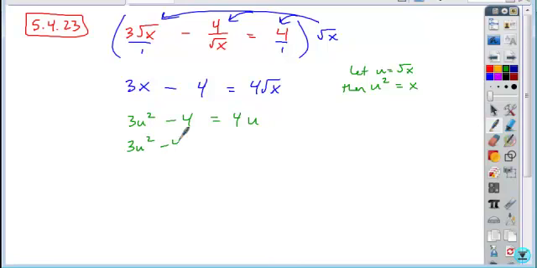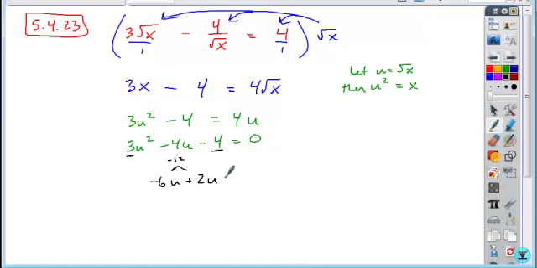So I could subtract a 4u from both sides. And now I can look to solve this. I'm going to see if I can have binomial factors here. The way I see that is I test my leading coefficient times my constant. It gives me a product of negative 12. Are there two factors of negative 12 whose sum is this middle term's coefficient, negative 4? Yeah. So negative 6 and positive 2.